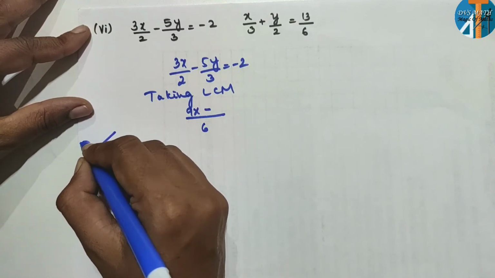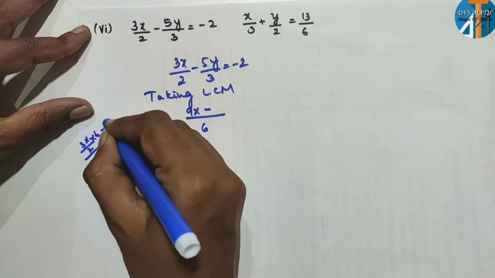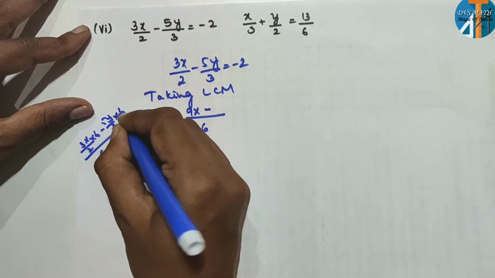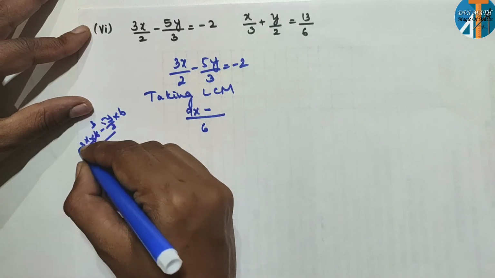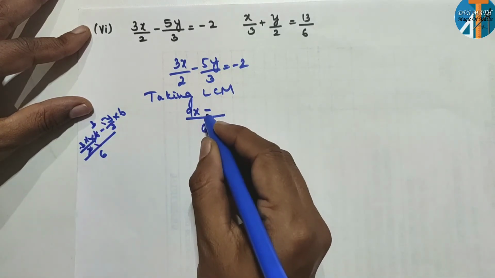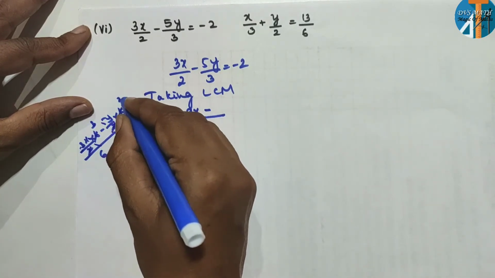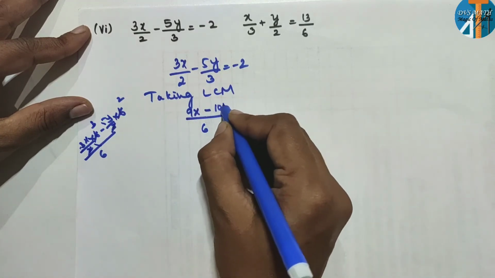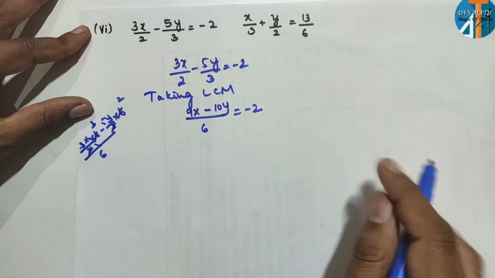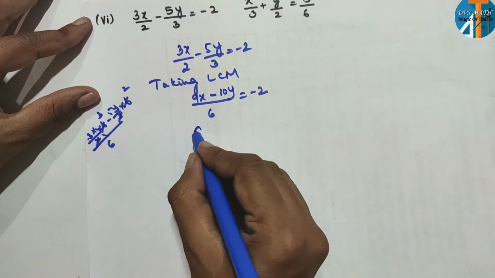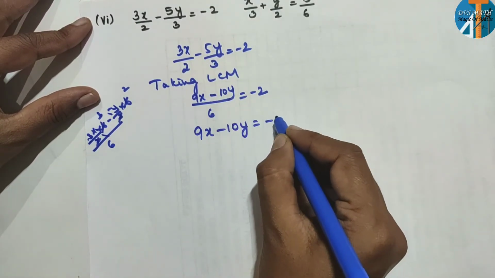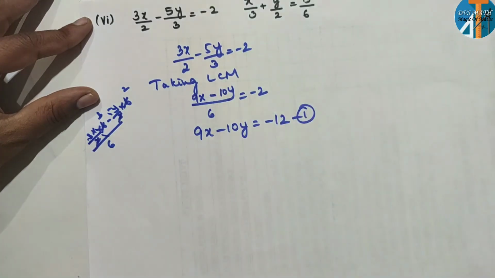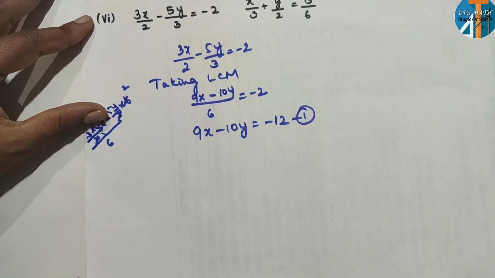Here what happens, you get 3x by 2 into 6 minus 5y by 3 into 6. That means you have to multiply by the LCM. So 2 ones are 3s are, now multiply 3 3s are 9x, I wrote directly. Again 3 ones are 3, 2 fives are 10y. So directly it is equal to minus 2. Now cross multiply this. So 9x minus 10y is equal to 6 2s are minus 12. So this is equation 1.